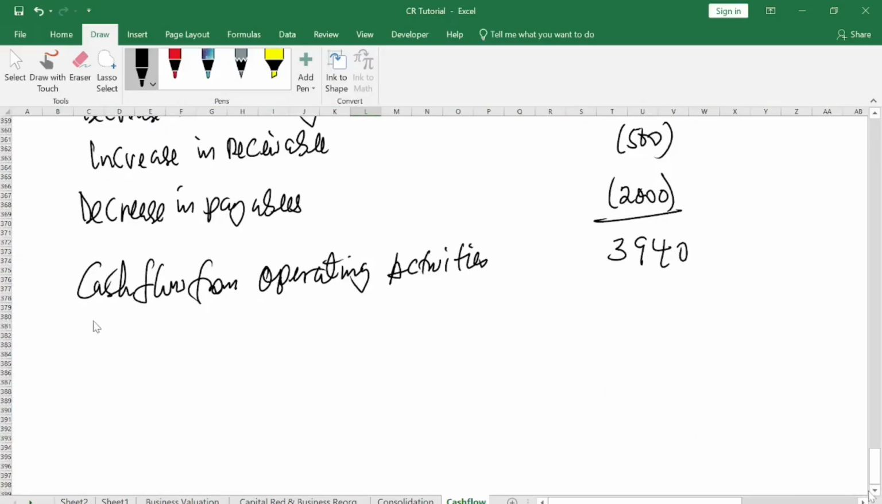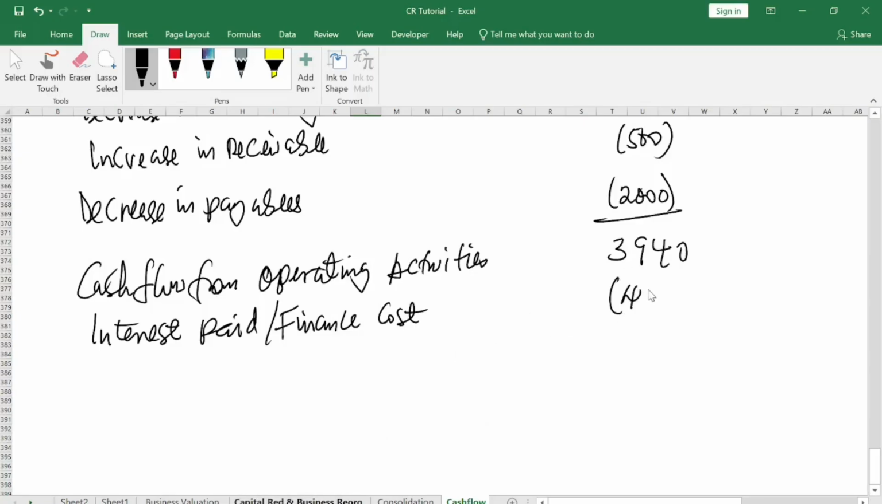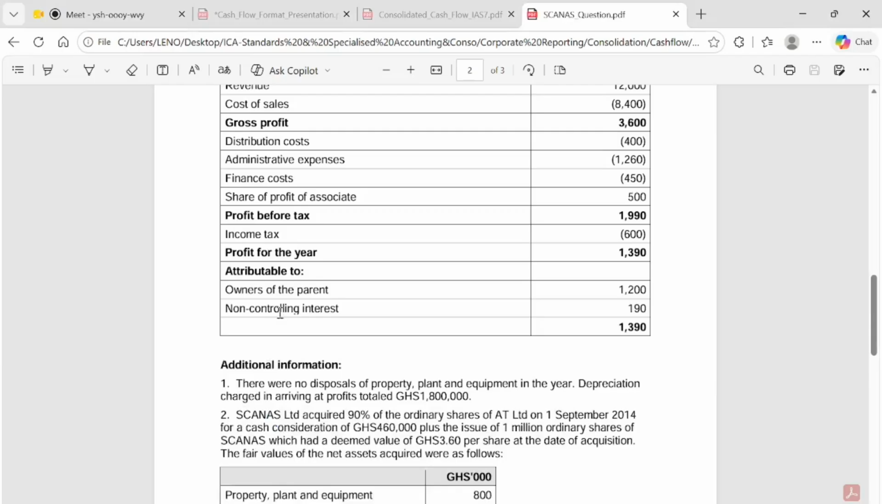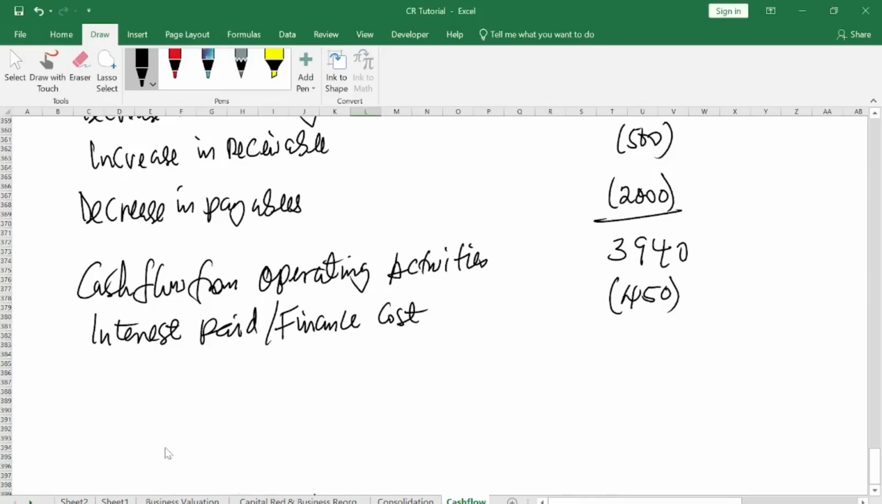Right, now you have interest to pay. How much is the interest to pay? Interest or finance costs, they are the same. You understand? When you look into the question, the interest or finance cost is 450. It is in the question. Finance costs 450.